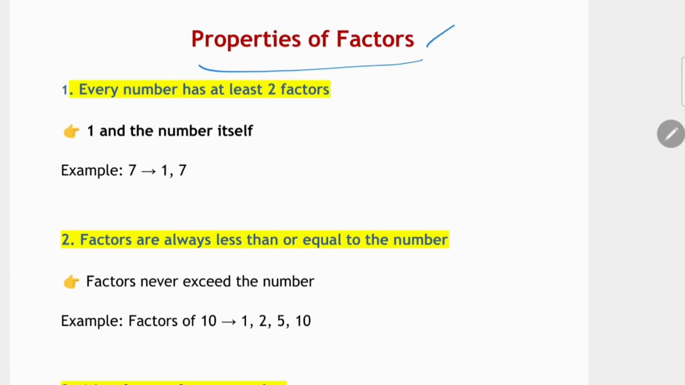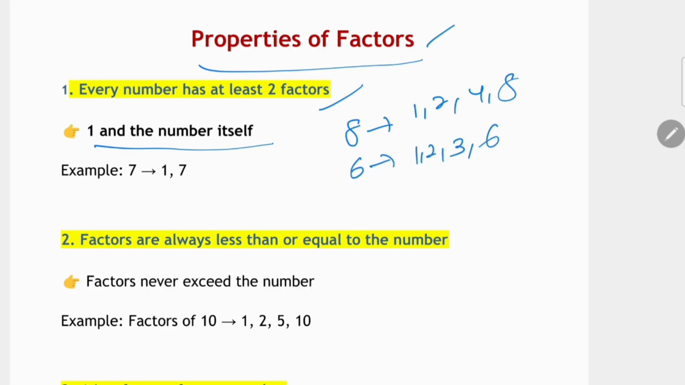Properties of factors. Every number has at least 2 factors. I repeat again, every number has at least 2 factors. That is 1 and the number itself. For example, the factors of 8 are 1, 2, 4, 8. And the factors of 6 are 1, 2, 3, 6.